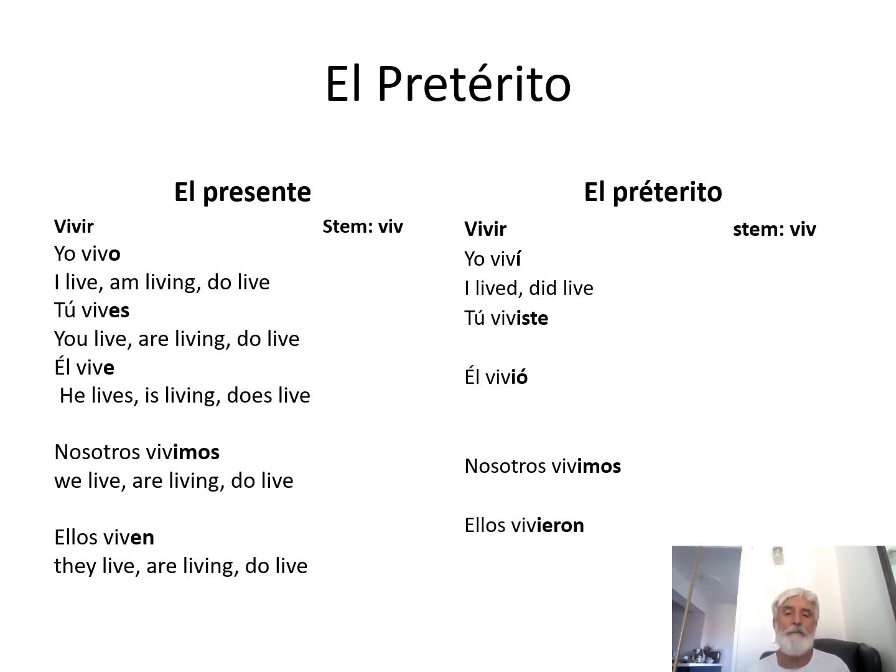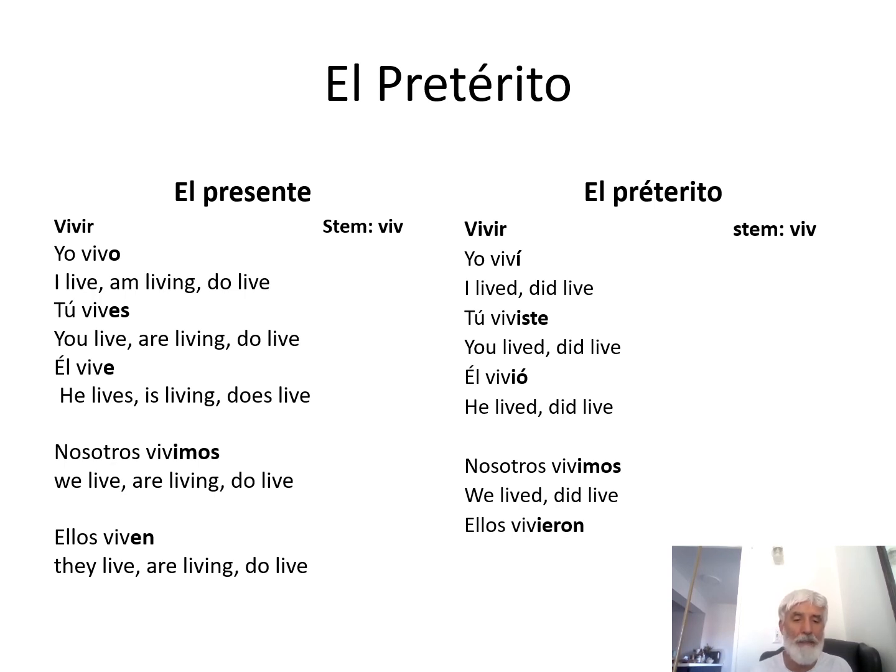What about the tú form? I get the stem, it's viv. What ending goes on IR verbs? It's iste. Tú viviste means you lived or you did live. And finally, what if I have the él form? I get the stem, viv. What ending goes on it? Again, please learn these. It's ió, and it's written with an accent. Él vivió is he lived or did live. What about nosotros? We put on an imos ending. We lived, we did live.